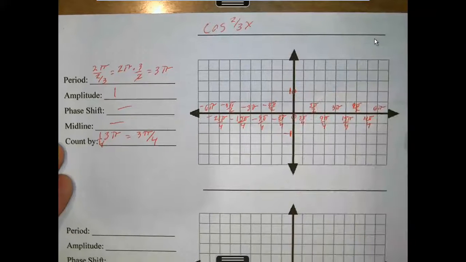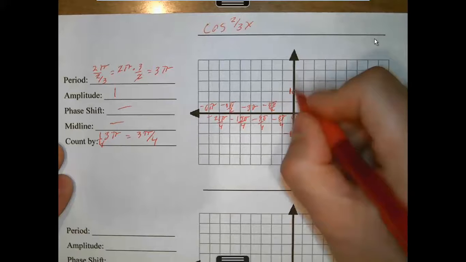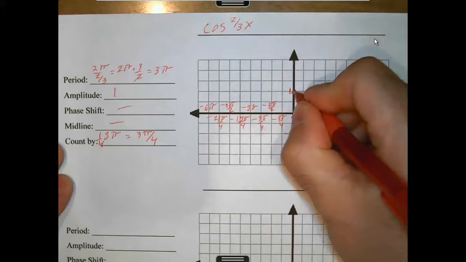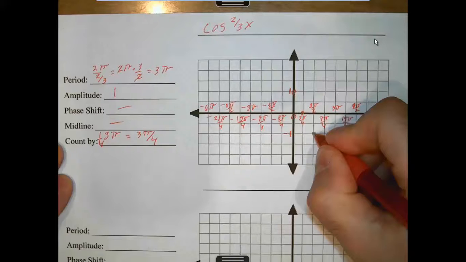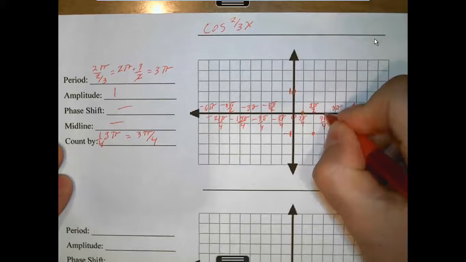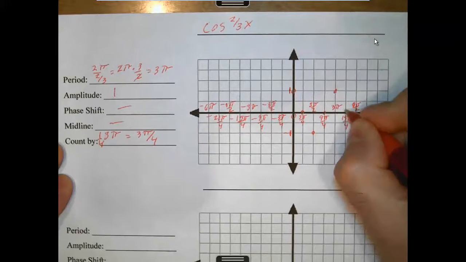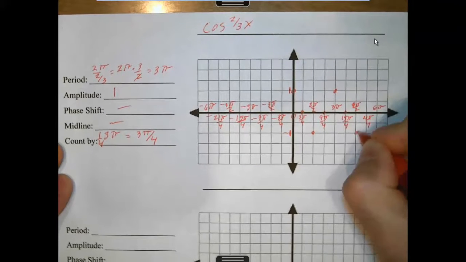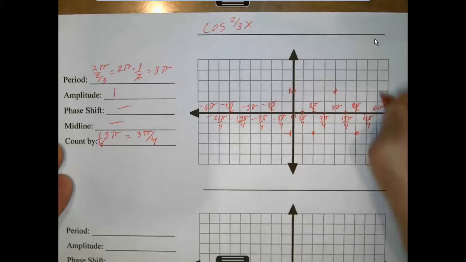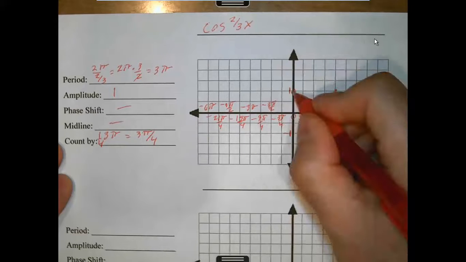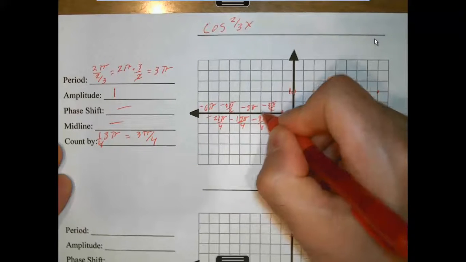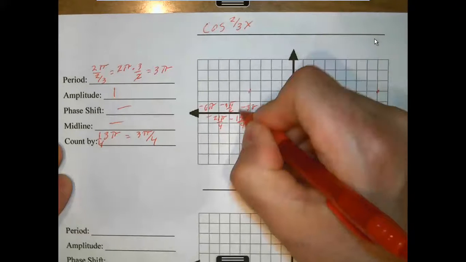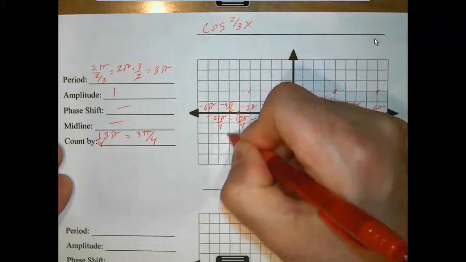Now the pattern's always the same. I'm going to mark these dots. There's my positive amplitude. The next line is the x-axis. Next line, negative amplitude. Next line, x-axis. Positive amplitude, x-axis. Negative amplitude, x-axis. Positive amplitude. Let's do the other side. There's positive amplitude, x-axis. Negative amplitude, x-axis. Positive amplitude, x-axis. Negative amplitude, x-axis.